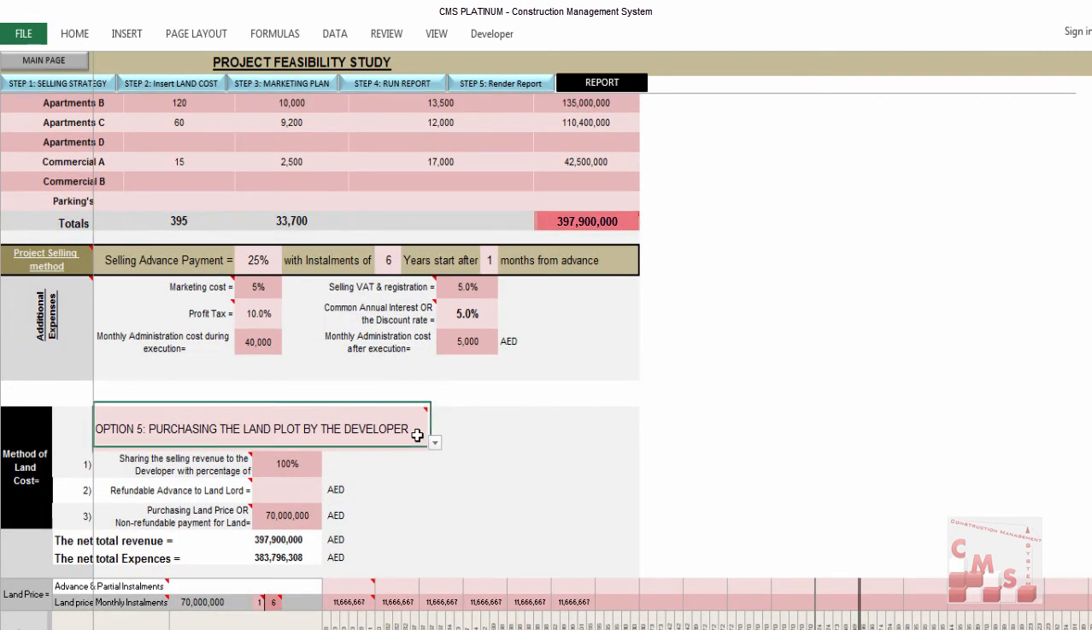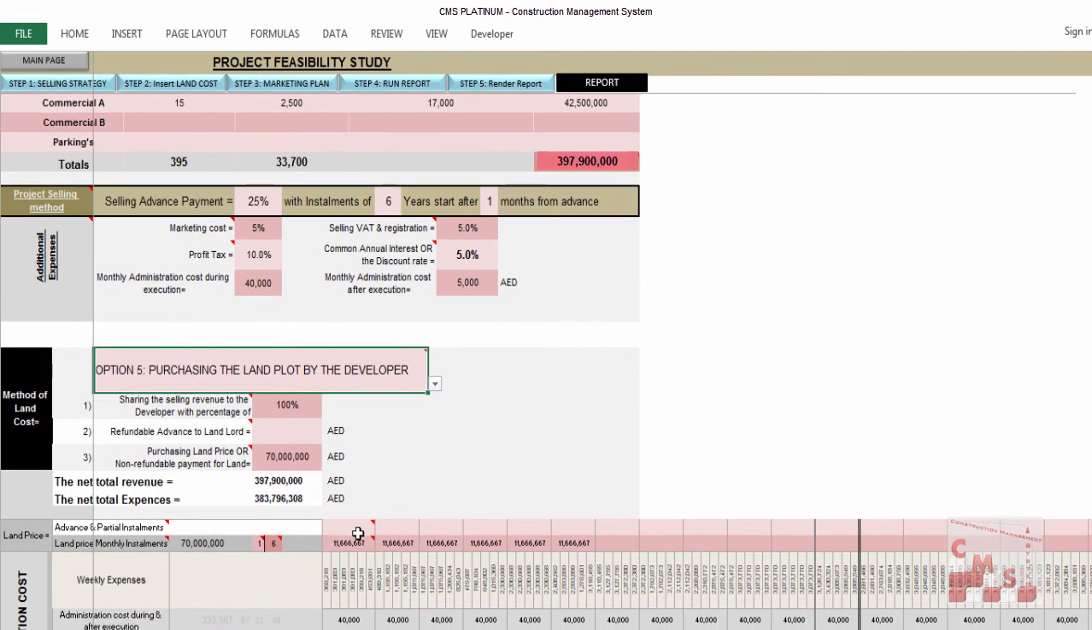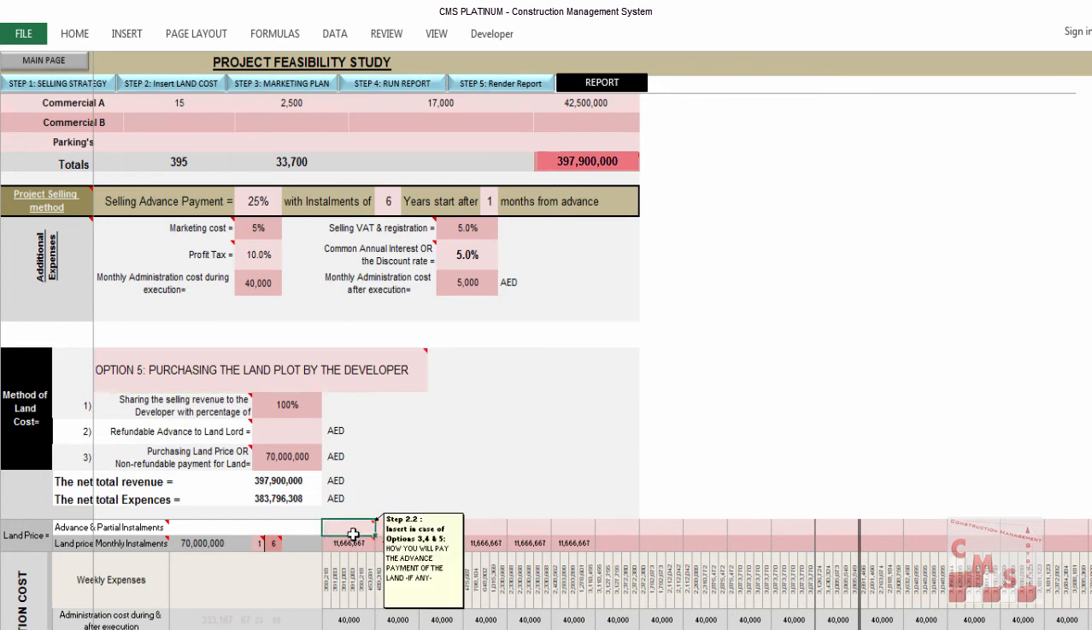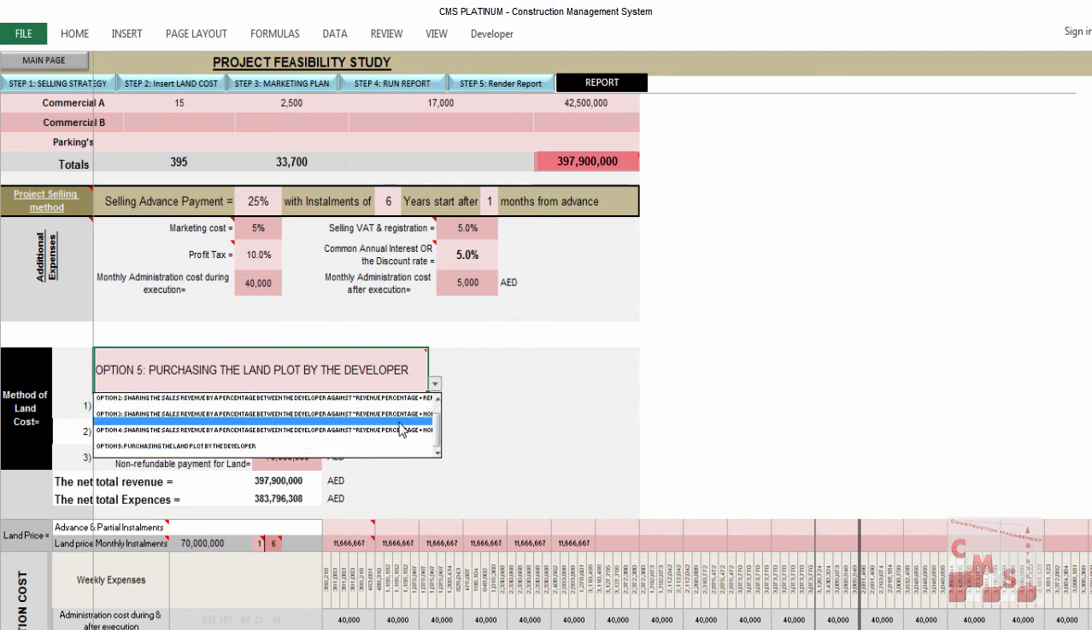That was the 5 options for how to deal with the landlord and decide how you will pay for the land. Only balance one thing: in case the landlord asks you to pay the full amount in advance. If you put the mouse here, you can write this step, inserted in case of options 3, 4 and 5, which are related to the amount to be paid to the landlord, either as a refundable amount, a non-refundable amount, or purchasing the land.